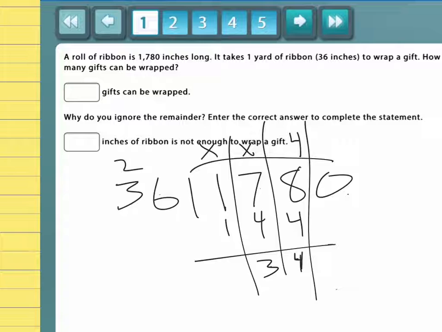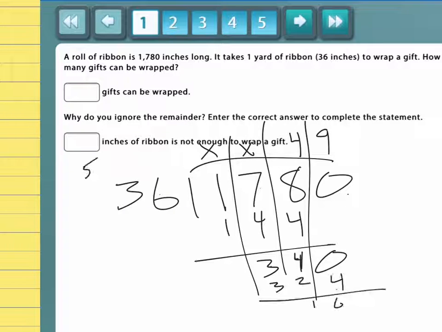So 4 times, bring down that 0 here. How many times will 36 go into 340? Well, I know that 10 times 36 is 360, so I'm going to have to use 9 as my estimate. 9 times 36 is 324, and I subtract that, I get a difference of 16. So my remainder is 16.